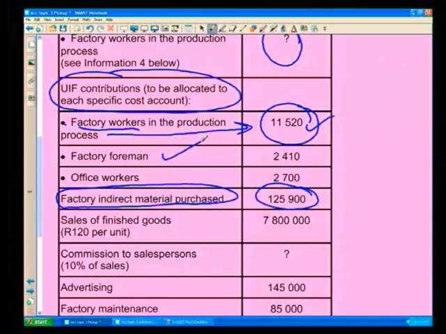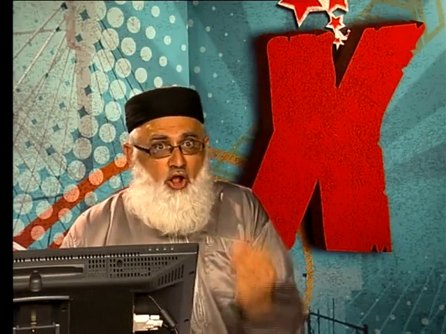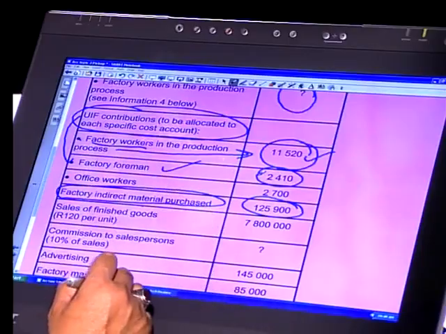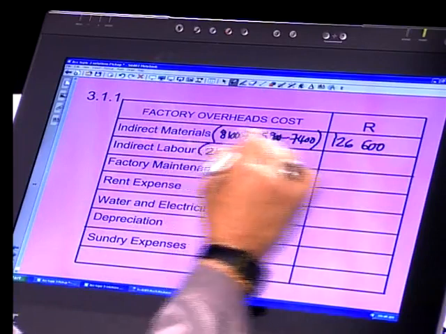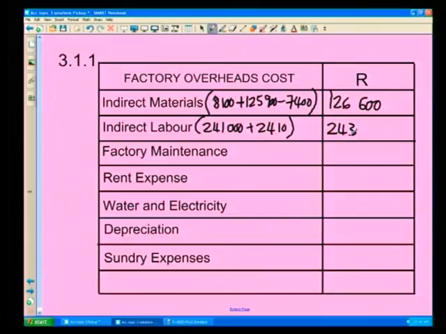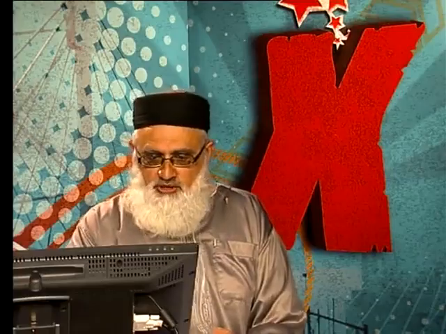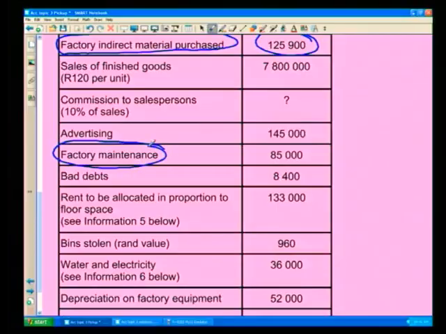Watch this please guys. UIF contributions to be allocated to each specific cost account. That has been dealt with. But this one here, the factory foreman's UIF contribution, please, that is also a cost to the factory. Therefore, the 2,410, I'm going to take it, put it in here, 2,410, add my two components, and I'm left with an answer of 243,410. Got that? Brilliant.